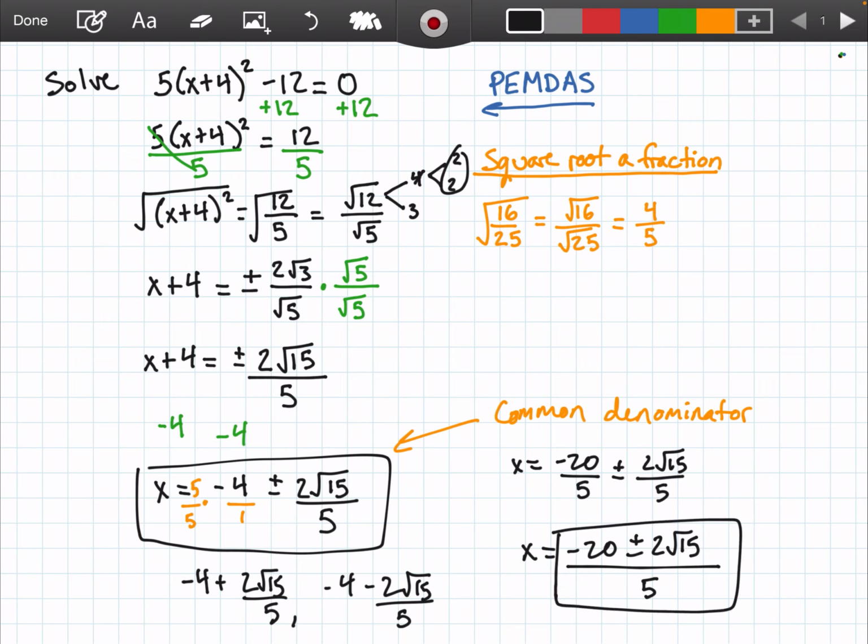Both answers are equivalent. You can do either one. I wanted to show you the common denominator way so that you have seen that before, because that will come up in our future.